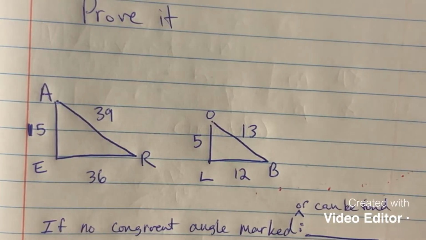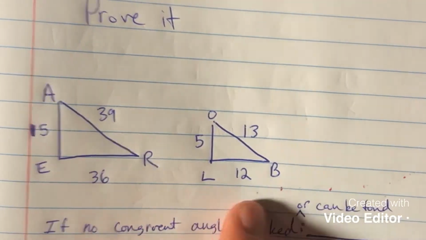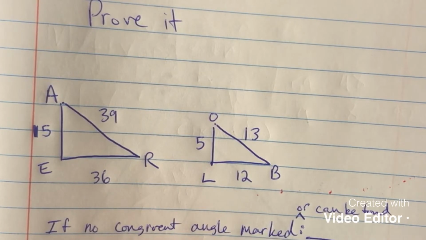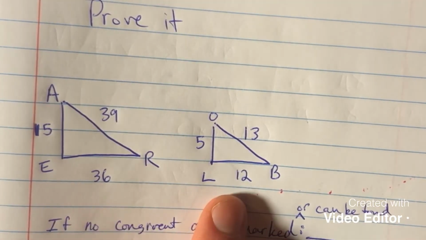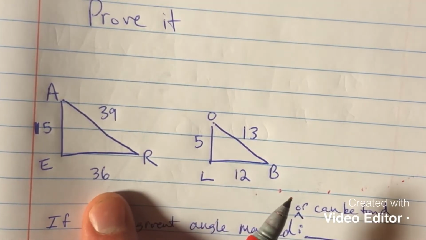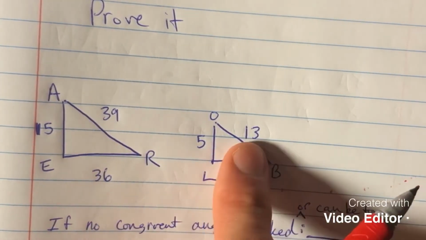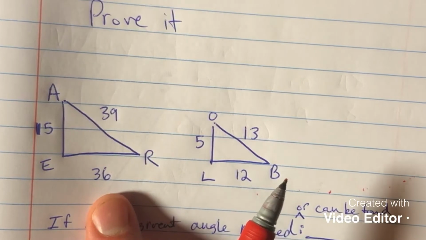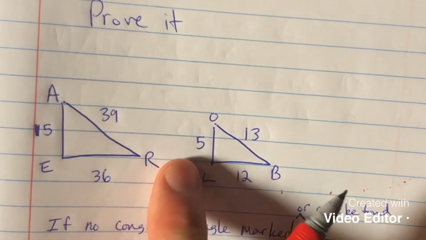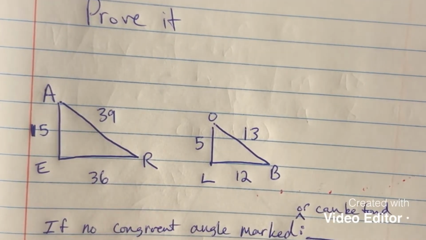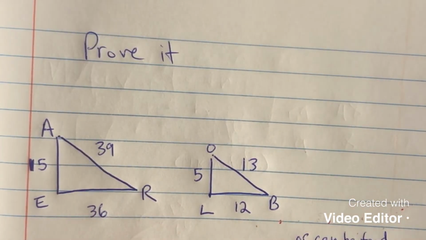All right, so let's see a couple problems here. Prove that these two triangles are similar or not. And this lines up nicely where 36 is the biggest, 39 is the biggest, 13 is the biggest, 12 and 36 go together, 15 and 5 go together. But always look to make sure that the triangles are lined up, just in case they're twisted or whatever.